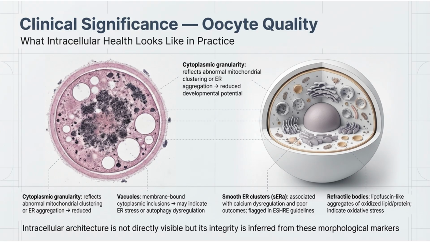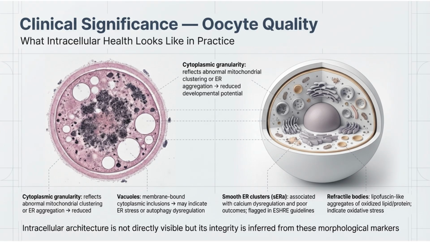Smooth endoplasmic reticulum clusters are among the most clinically significant oocyte dysmorphisms recognized by the European Society of Human Reproduction and Embryology. These are large, disc-like aggregates of smooth endoplasmic reticulum visible as a refractile structure in the cytoplasm. They are specifically associated with calcium dysregulation. The endoplasmic reticulum architecture that supports normal calcium oscillations at fertilization has been disrupted, and they are flagged in European Society of Human Reproduction and Embryology guidelines as warranting careful consideration before transfer of resulting embryos.